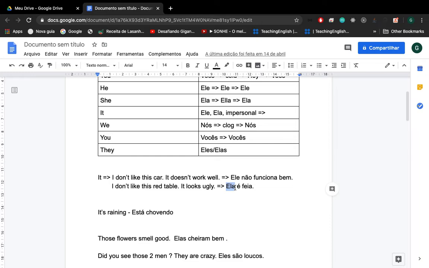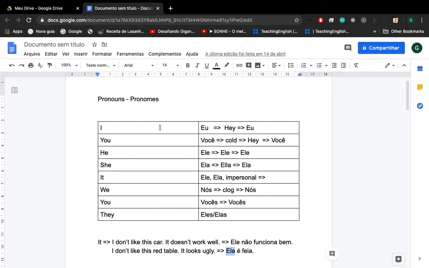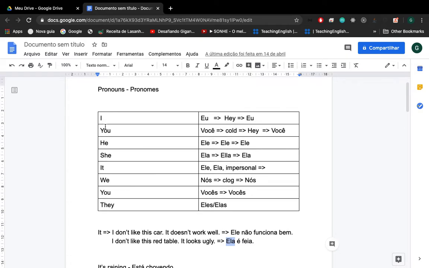I know it's weird for you guys who speak English, but that's how we're going to learn it. So table is female in Portuguese. Ela, ela. Let's review these pronouns by saying them in English and in Portuguese. You can do this exercise later when you're watching the video by yourself. You can pause and pronounce it as many times as you want.